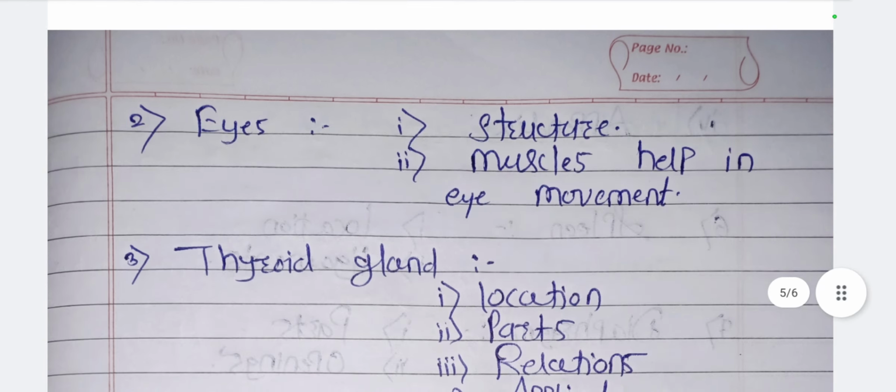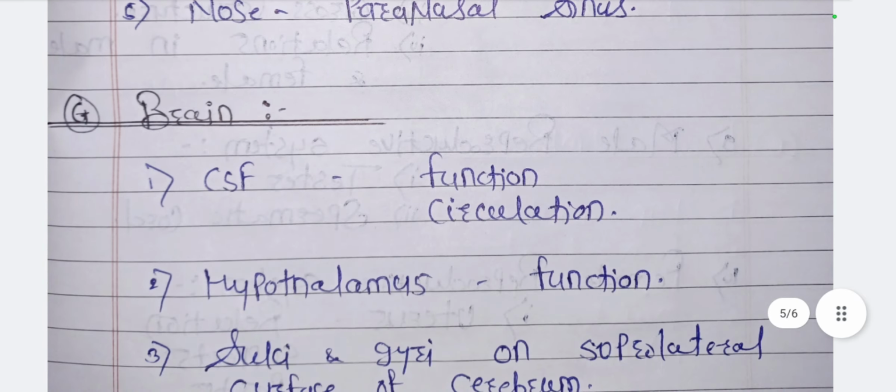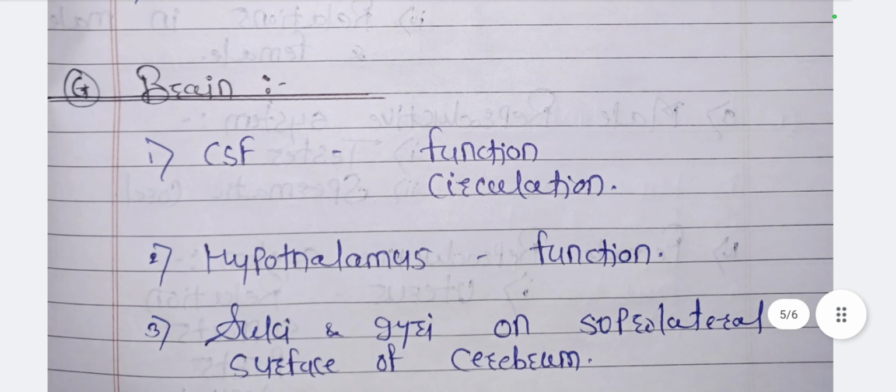Then another is eyes, its structure and muscles that help in the movement of eyes. Then thyroid gland, its location, parts, relations and applied anatomy of the thyroid gland. Then sternocleidomastoid muscle, then paranasal sinuses, and last one is our brain.